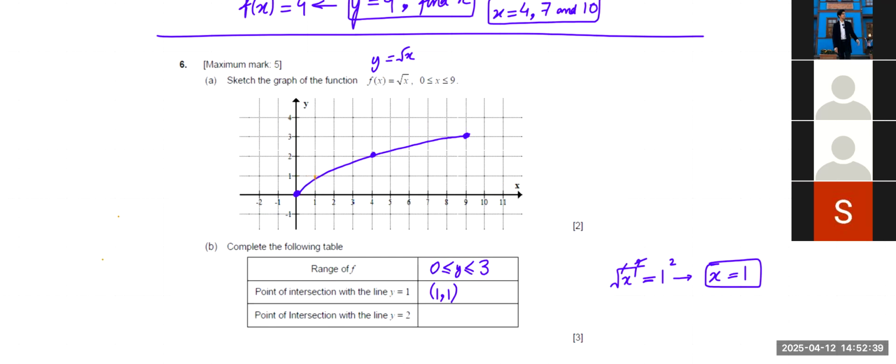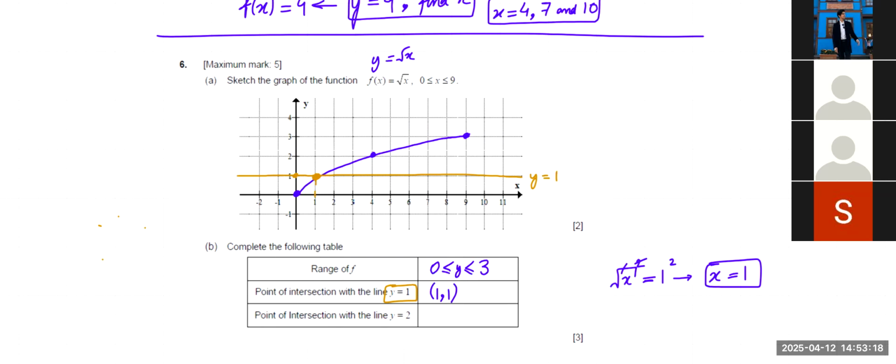First of all, point of intersection with y equals 1. y equals 1 is a horizontal line. It's a line that touches only y at 1. This is y equals 1. And as you can see, thankfully the answer doesn't change. Okay, so as you can see, what is happening? Wait, guys, one second. Okay, I see. There, so that is 1, 1. That's the point of intersection with y equals 1.